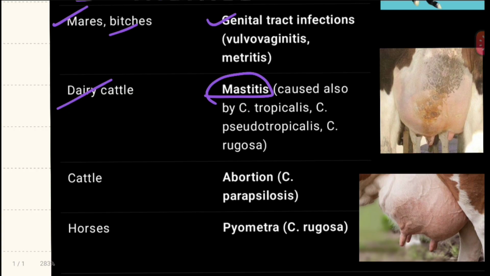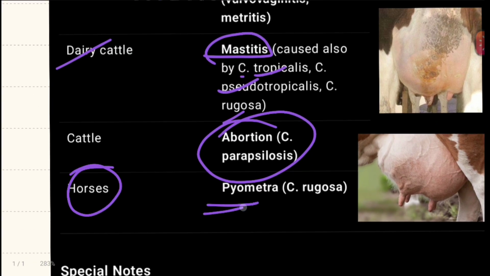Mastitis is caused by Candida albicans, but species such as Candida tropicalis, Candida pseudotropicalis, and Candida rugosa are also responsible for it. But abortion is generally limited to the species Candida parapsilosis. So in the case of abortion, a major role is played by this agent, Candida parapsilosis. And in horses, pyometra is caused by Candida rugosa.